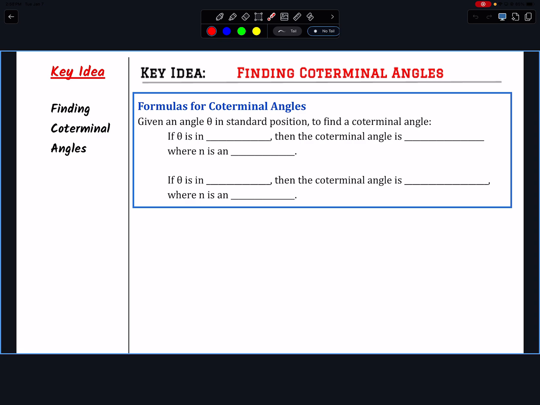So coterminal angles. Remember, coterminal angles are angles that start and end in the same place. Given an angle theta in standard position, to find a coterminal angle, there's two formulas. If an angle is given to you in degrees, then any coterminal angle is just going to be theta plus 360 degrees times n, where n is just any integer.